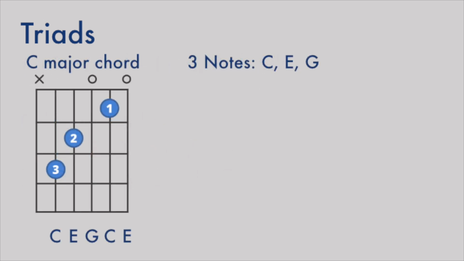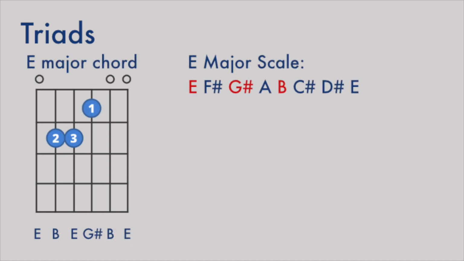Now these notes can be repeated, and they often are, but any combination of these 3 notes makes up a C major chord. That's why there are so many variations of the same chord. Another example: if we have an E major scale and we use the same formula, root, 3rd, and 5th, then we get the notes E, G sharp, and B. And these 3 notes together make up the E major chord. Good to know, this formula works for every major chord.